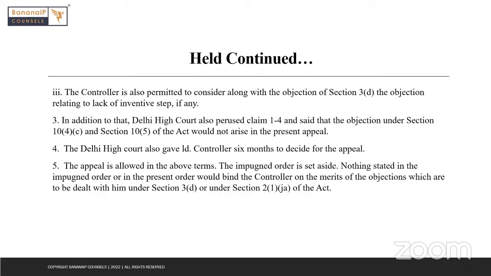In addition to that, the Delhi High Court also perused claims 1 to 4 and said that the objections under Section 10(4)(c) and Section 10(5) of the Act would not arise in the present appeal. The Delhi High Court also gave the Learned Controller only 6 months to decide. The appeal is allowed in the above terms and the impugned order is set aside. Nothing stated in the impugned order and in the present order would bind the controller on the merits of the objections, which are to be dealt with by him under Section 3D or under Section 2(1)(ja) of the Act.